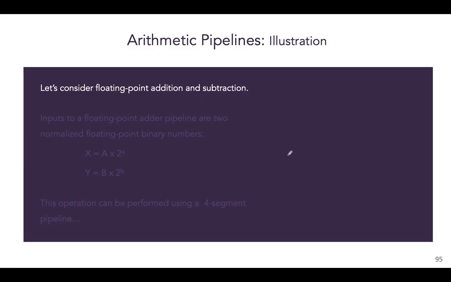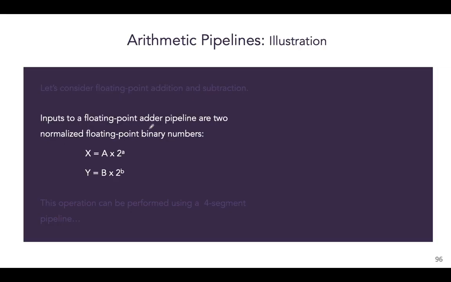Alright, let's take an example. Let's try to understand arithmetic pipelines using an illustration. So let's consider floating point addition and subtraction, right? This is a problem that requires several steps, as you've already seen how floating point arithmetic is performed. So let's see how that can be done using a pipeline. If we consider floating point addition, you will recall that floating point addition requires normalized floating point binary numbers, right?